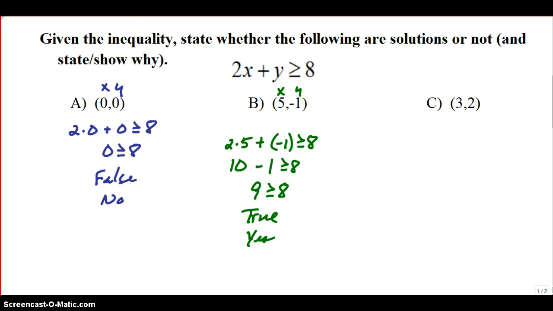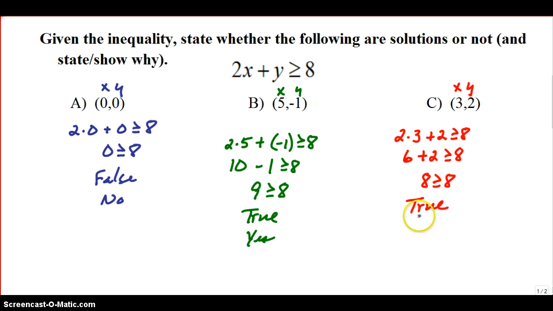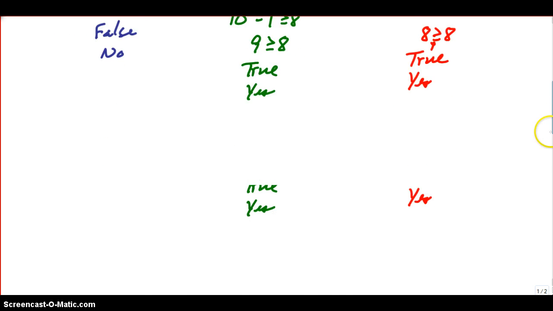And our last case here, here's my x, here's my y. So I plug that in. Let's see, I have 2 times x, which is 3, plus y, which is 2. Is that greater than or equal to 8? Well, you're going to get 6 plus 2 greater than or equal to 8. Is 8 greater than or equal to 8? In this case, that is true because it is equal to it. It does work.